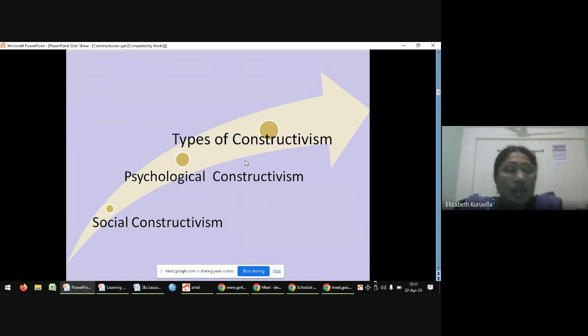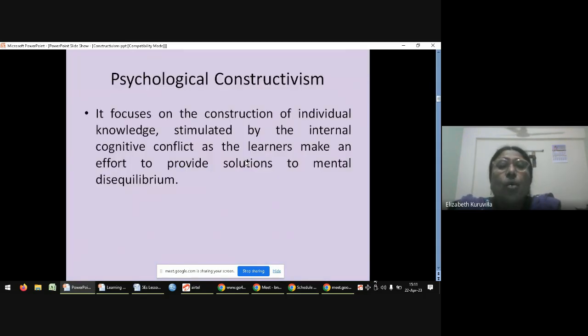Now we can see the different types of constructivism. When you look at the different types of constructivism, it can be divided into two: psychological constructivism and social constructivism. What is this psychological constructivism? It focuses on the construction of individual knowledge stimulated by the internal cognitive conflict as the learners make an effort to provide solutions to mental disequilibrium.